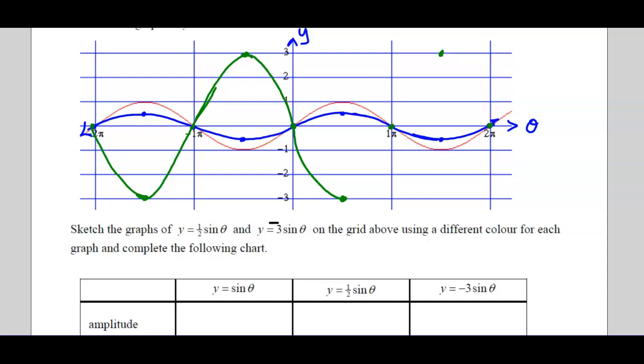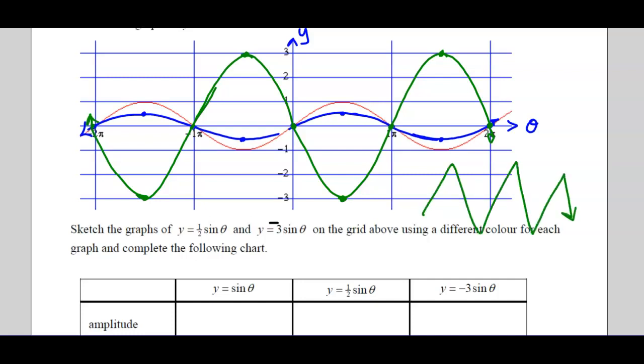I'm better at this when I'm on regular paper. You don't want to see this. No vertical lines like that.